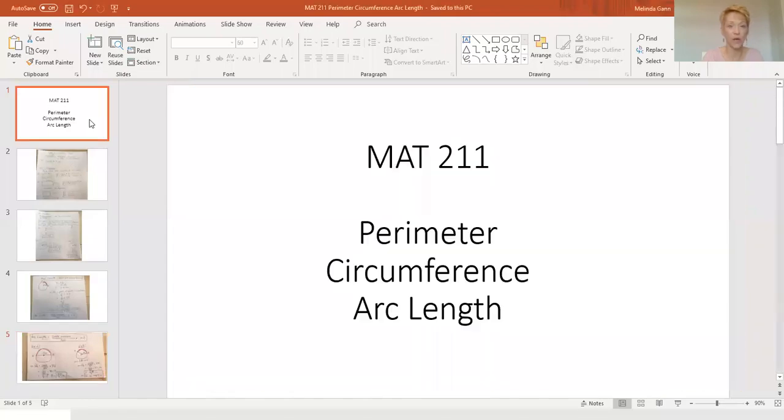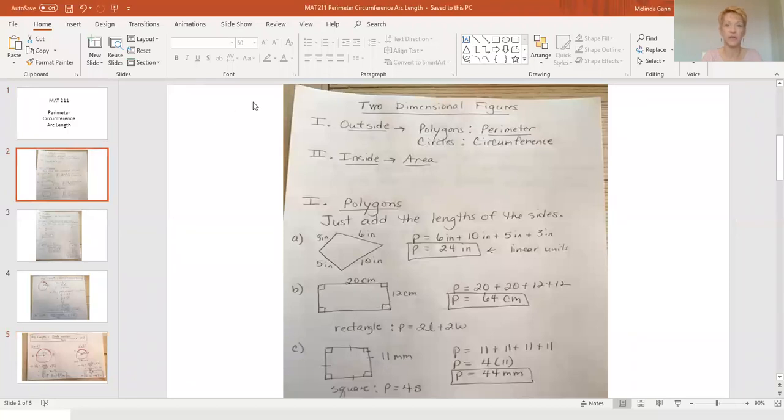All right, so we are going to talk about perimeter, circumference, something called arc length. Most of this material is going to be familiar to you, but I do want to remind you of some things. Remember that we're going to be measuring the outside and the inside of two-dimensional figures this week. So the outside is polygons or circles or parts of circles. If it's a polygon, the outside's called perimeter.